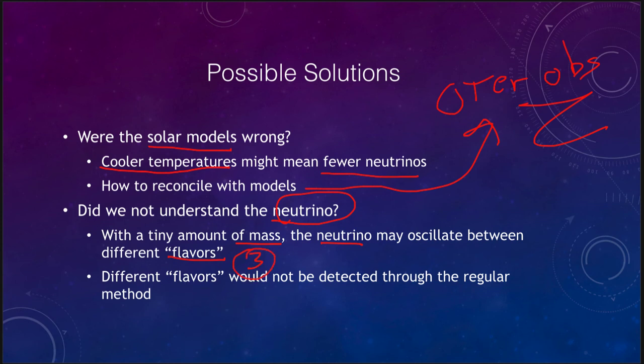The experiment was set up only to detect one of these flavors. The other ones would not be detected by this method. And therefore, that would mean we would be detecting 1/3, because by the time they got to the Earth, of every 100 neutrinos that were being sent from the sun, only 33 of them would still be the same form. The others would have converted to other forms, which would not be detected. So if they could not be detected by this method, then detecting 1/3 was correct. But we had to find out, did the neutrino have a little bit of mass?